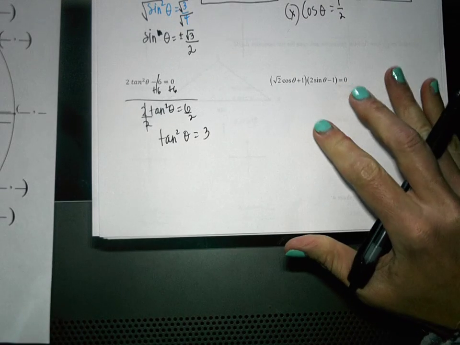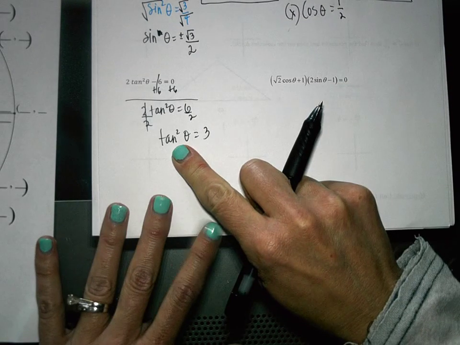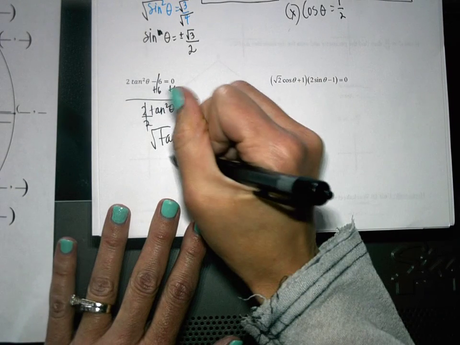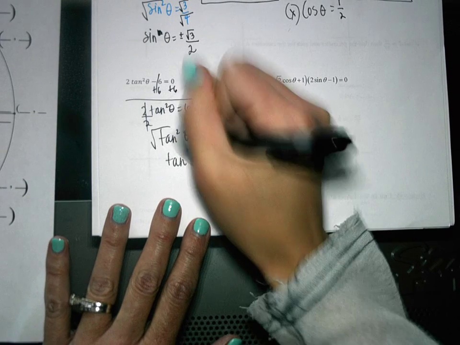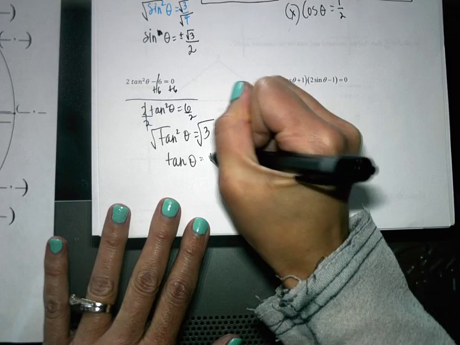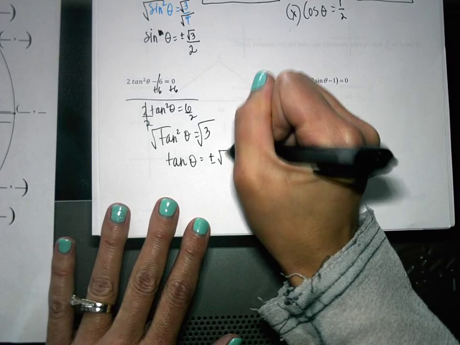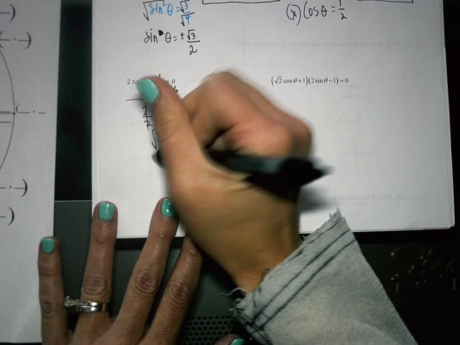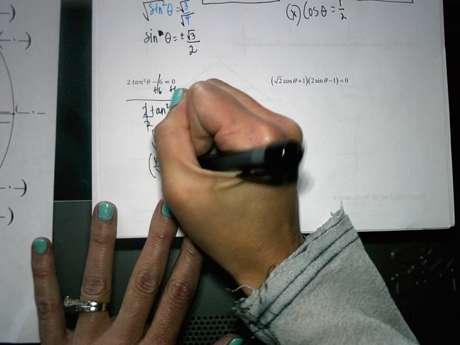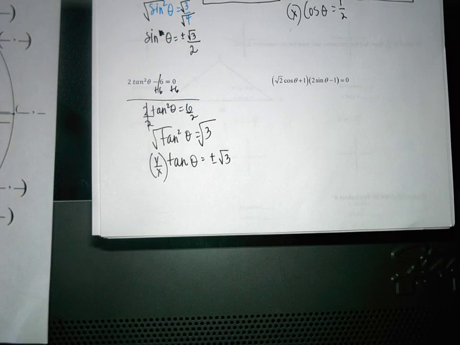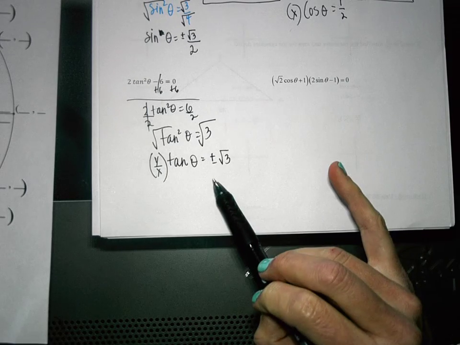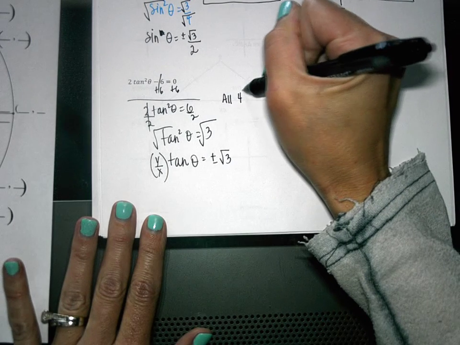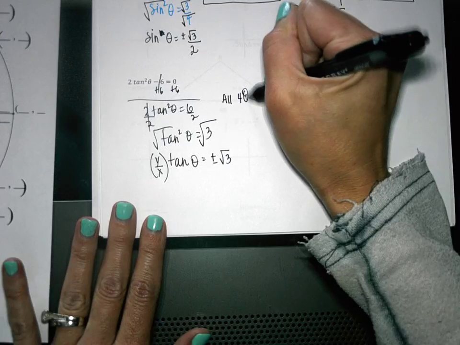Next, we need to get rid of our tangent squared, so we're going to take the square root of both sides. Anytime you take a square root, it's going to be plus or minus. So this is going to be plus or minus root 3. Okay, so again, tangent is our y value over our x value. Because this is plus or minus, we know there's going to be a value in all 4 quadrants.